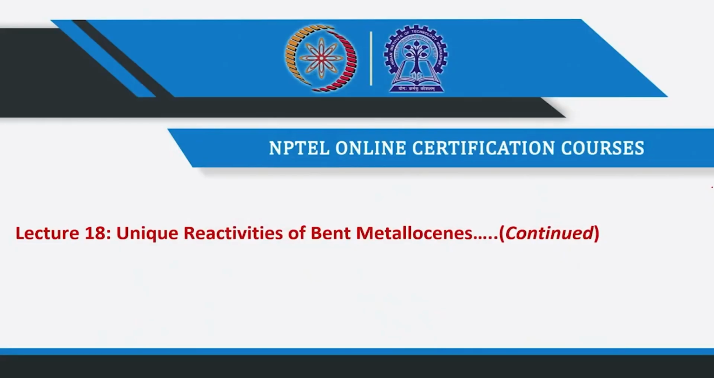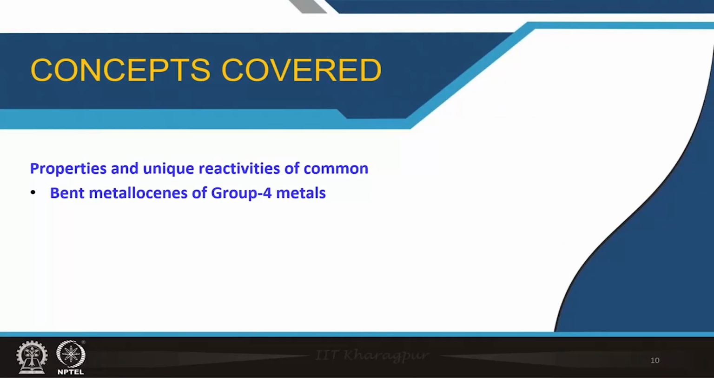So today I will be continuing the discussion on the reactivities of the bent metallocenes mainly for group 4 metals, and you know that group 4 is titanium, zirconium and hafnium. I will mainly discuss titanium and zirconium because the applications of the titanium and zirconium based bent metallocenes are really remarkable, not just in organic synthesis on a laboratory scale, but also in industries.